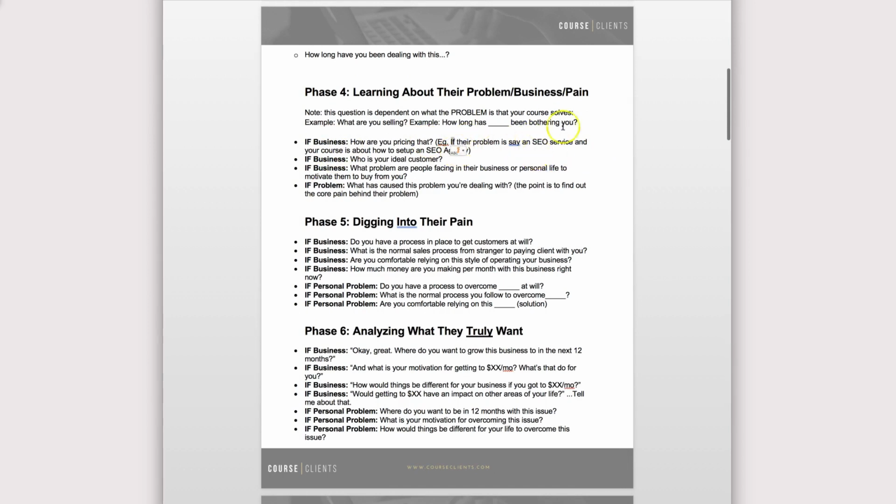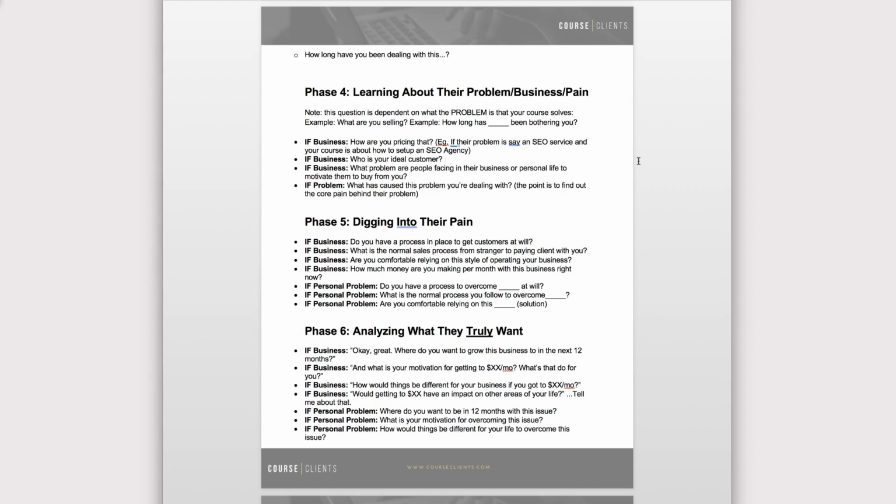Say for example, it's an SEO service and your course about how to set up an SEO. So how are you pricing your services? Right? Who is your ideal customer? What problem are people facing in their business or personal life to motivate them to buy from you? If it's a problem, what has caused this problem you're dealing with? The whole point is to find out the core pain behind their problem.